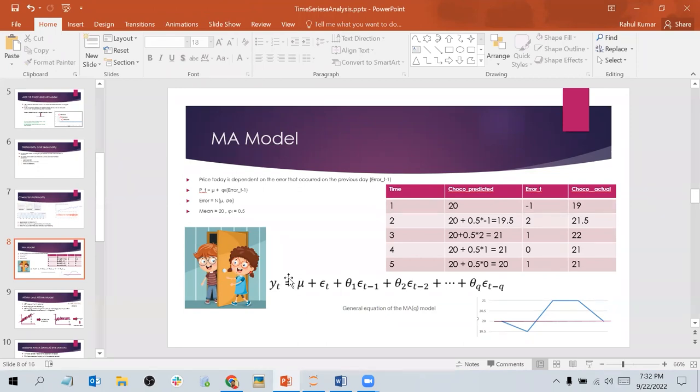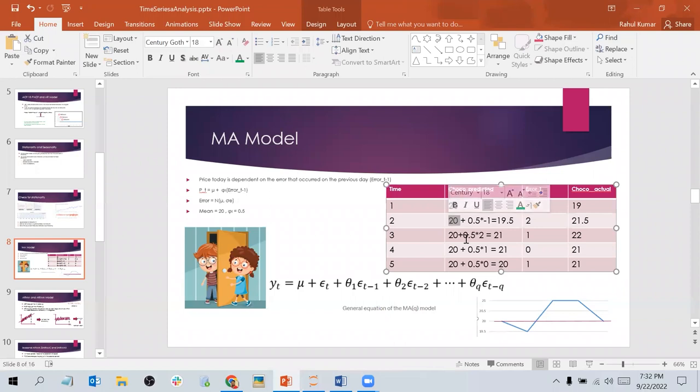So the next day, what the guy does is bring the number of chocolates equal to the mean value plus some error that happened on the previous day. What was the error on the previous day? It was -1. And there is a coefficient associated with it, which is 0.5. That's how you predict the next day's chocolates. The next day the guy is going to bring chocolates equal to this.